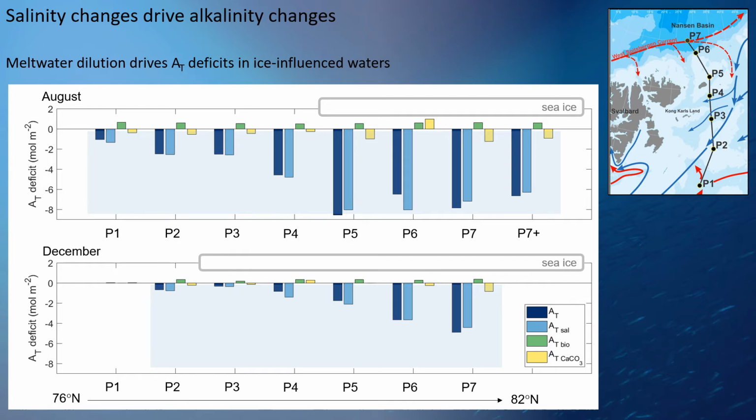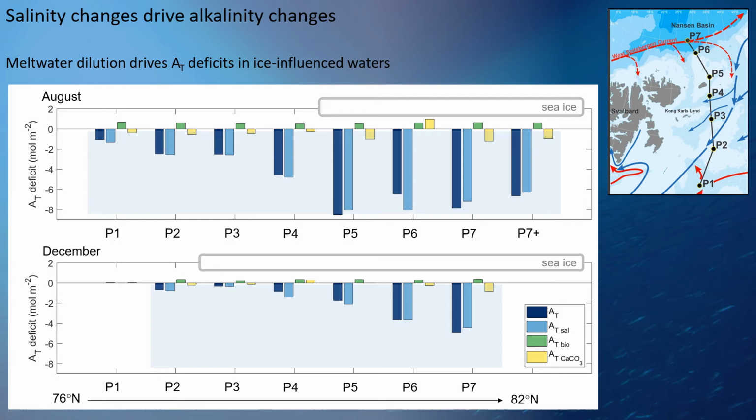These plots show the changes in alkalinity in the upper part of the water column, in August in the top panel and December in the bottom panel along the transect. The largest changes occurred in August, which were strongly driven by meltwater dilution that created the largest alkalinity deficits, particularly in the ice-influenced waters.